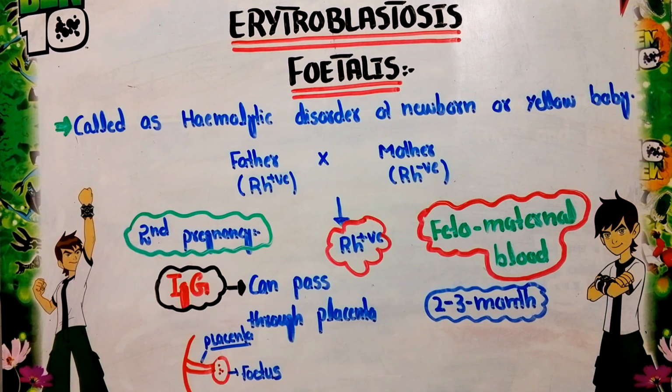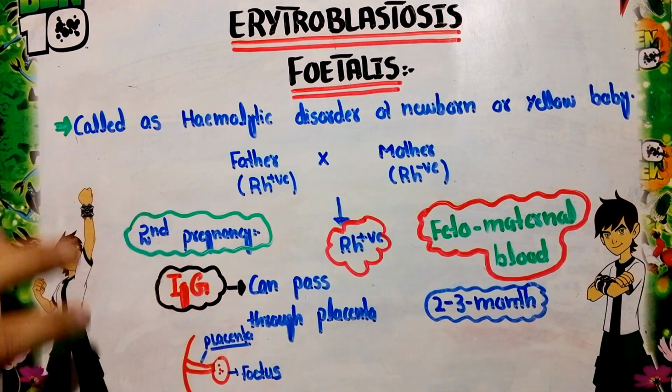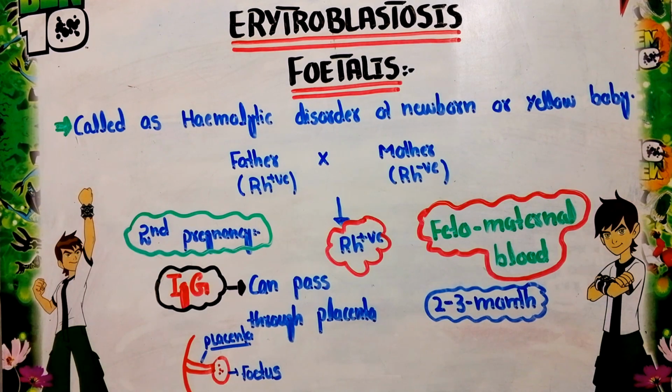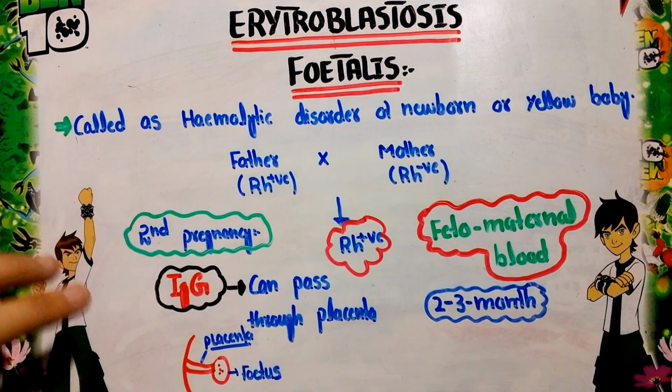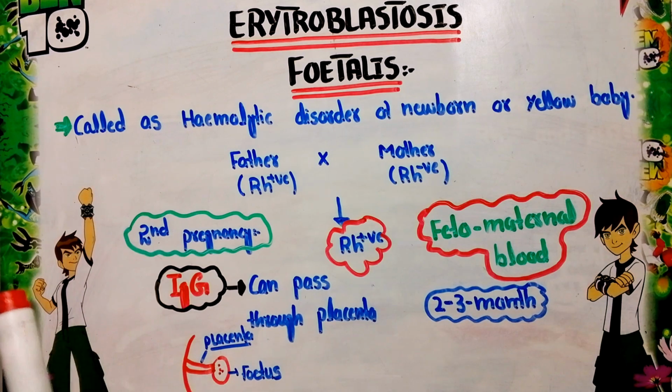Now when the second pregnancy occurs, you can see here the uterus wall, and here the fetus develops. A connection is present between the fetus and the mother's body, the uterus. Through this connection the exchange of material occurs, and it is called the placenta. So the antibodies formed in the mother's body in the first pregnancy can pass through the placenta and enter the body of the fetus.